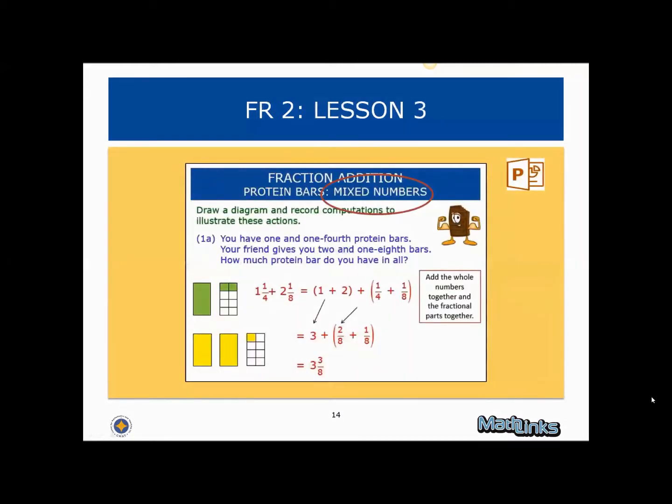In Lesson 3, students add and subtract mixed numbers. Alternative addition and subtraction strategies are explored.